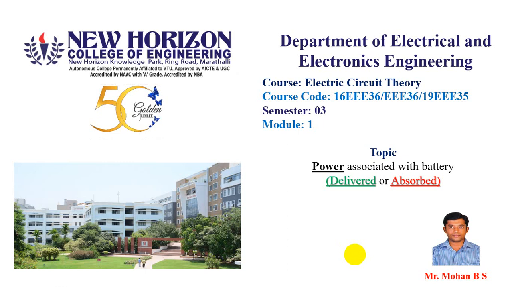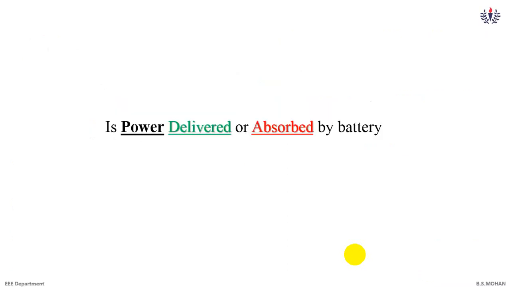So let's see in today's session how do we find power associated with a battery. That is, the voltage across and current through batteries, and whether it's delivering energy or absorbing energy. So let's see it and try to understand.